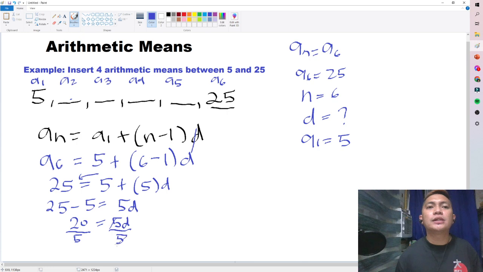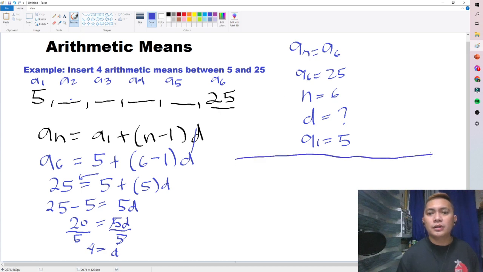So that is canceled. 5 divided by 5, that is equal to 1. Then 20 divided by 5, that is equal to 4. Okay, so 4 is equal to D. Okay, so meron na tayong common difference of 4. Okay, so next, dito na lang natin siguro i-solve sa susunod.